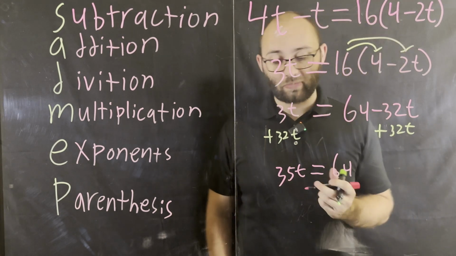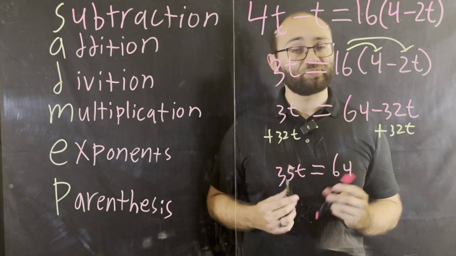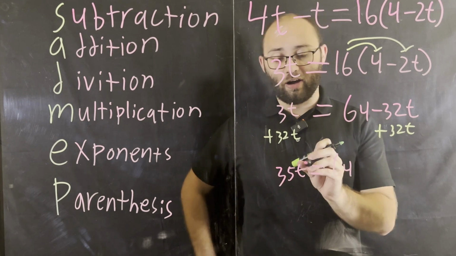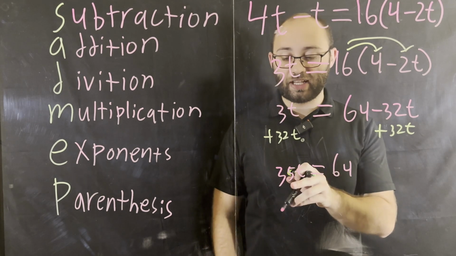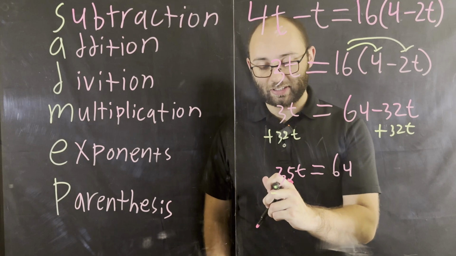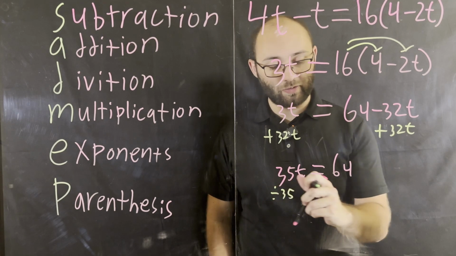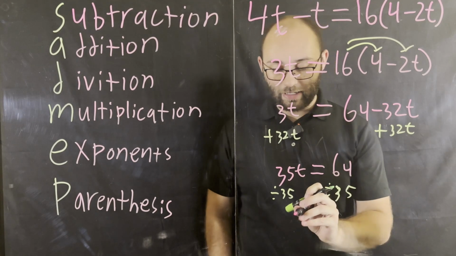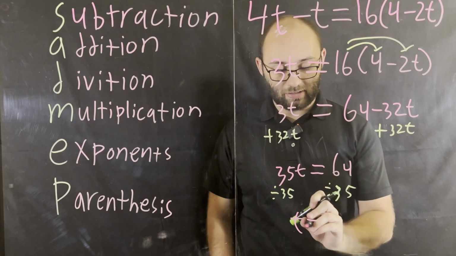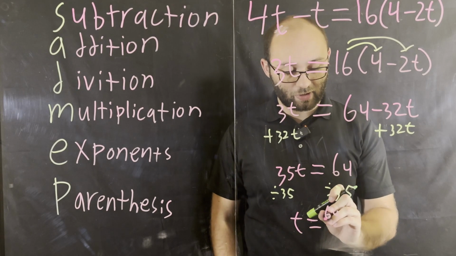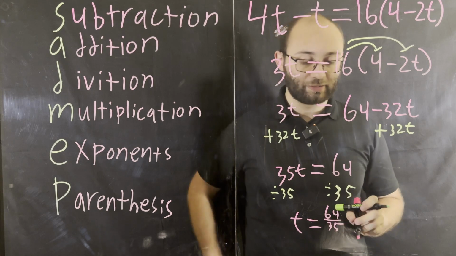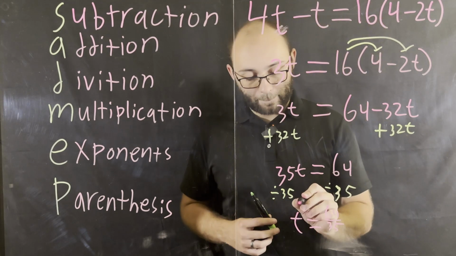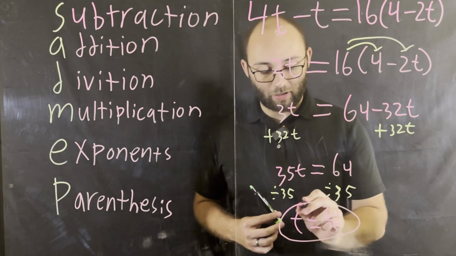Okay, excellent. Now, let's continue. Our variable is still not alone. It still has a friend, that 35. So let's get rid of that. Divide the 35 over, divide the 35 over, and I get t is equal to 64 divided by 35. And that is our final answer.